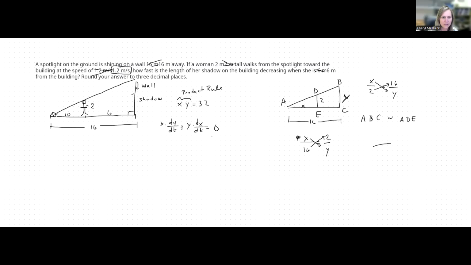One thing I did forget is the 1.2 meters per second. 1.2 meters per second is the woman walking towards the wall. So her distance is increasing. And since her distance is represented by x, we'd say dx dt is 1.2 meters per second. And we want to find how fast the shadow is decreasing. So if the shadow is y, I usually let vertical distances be y, we want to find dy dt.